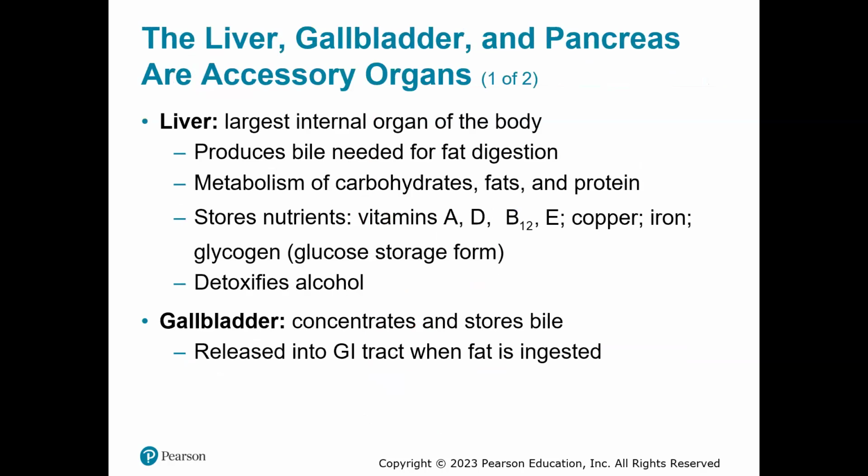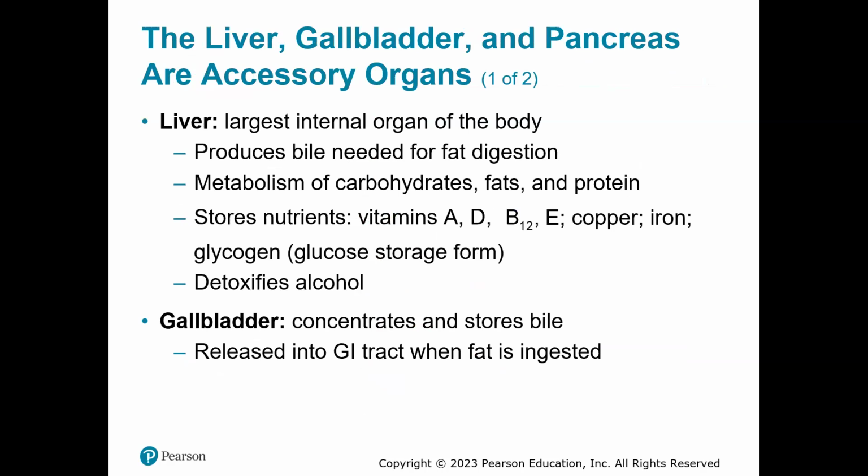All right, moving into our accessory organs, the liver is the largest internal organ of the body. It's quite large. It is in our abdominal cavity on the right-hand side under our diaphragm. It produces bile, which we need for fat digestion. I know we think of bile as being something from the gallbladder, and it is, but it's produced in the liver, then stored in the gallbladder.